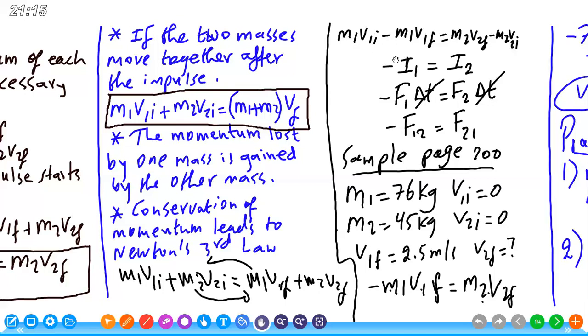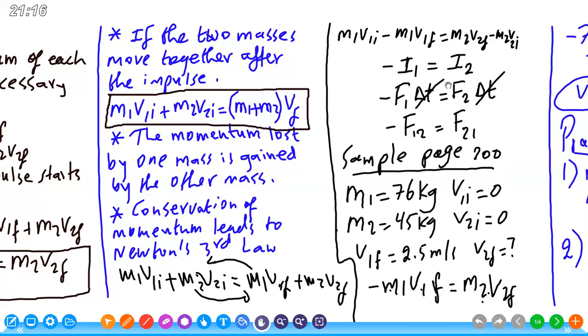It is the opposite, so I put minus here. Okay, so then the impulse of one mass is equal to the impulse of the second mass, but opposite. So remember, there was another equation for the impulse, which was force times the time interval. So I1 is F1 times the time interval, and I2 is F2 times the time interval.